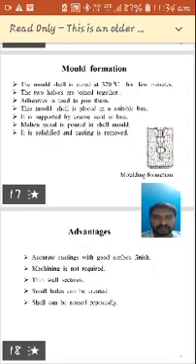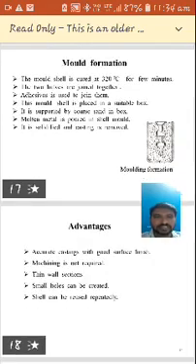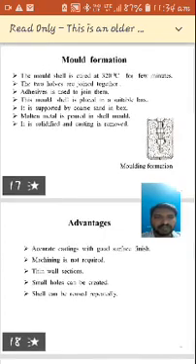After taking the mold shell, it is placed in a suitable box. It is supported by coarse sand in the box. After placing the mold shell in the box, the leftover space is filled with coarse sand. That coarse sand gives support to the mold shell.